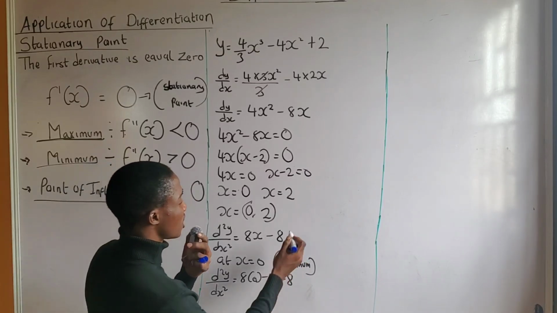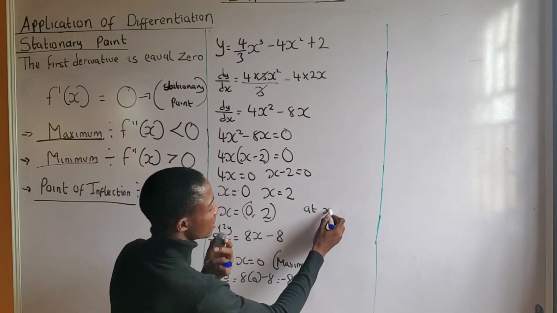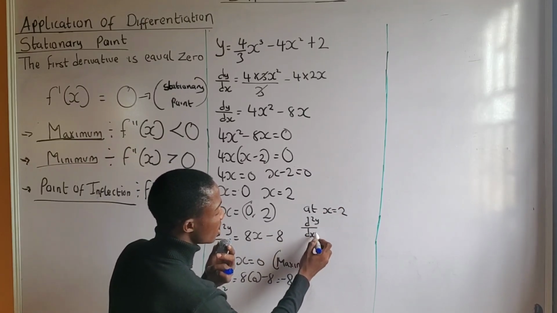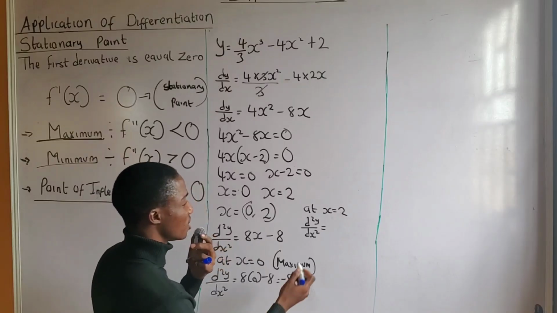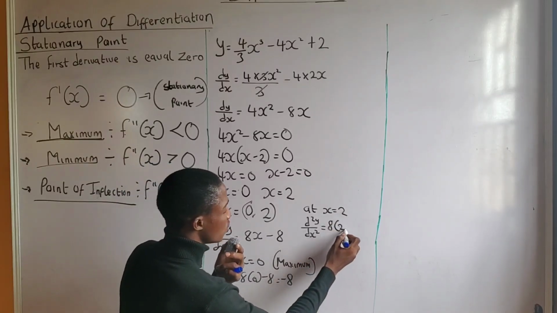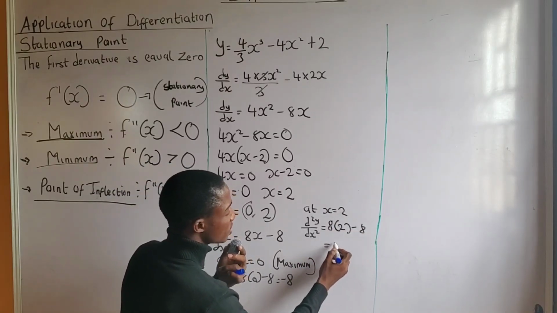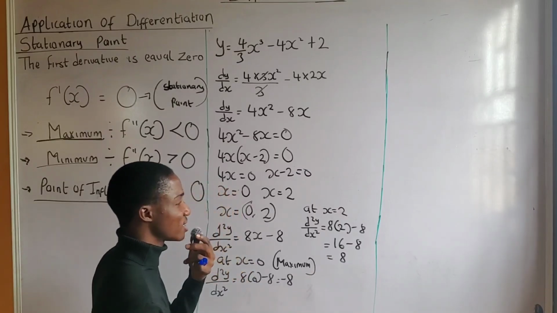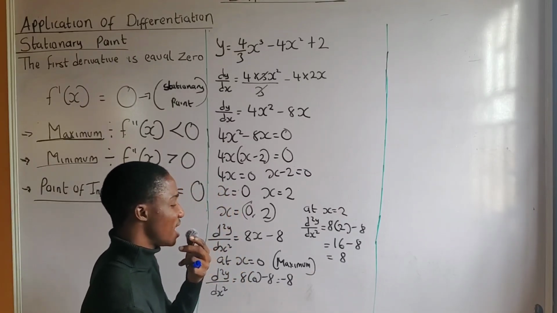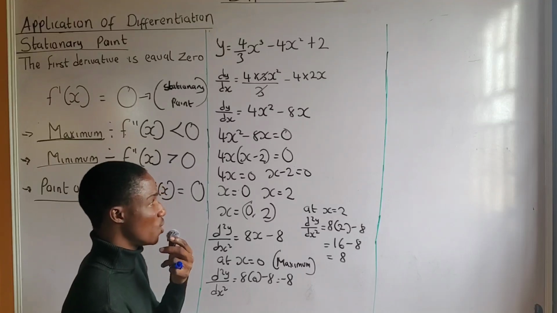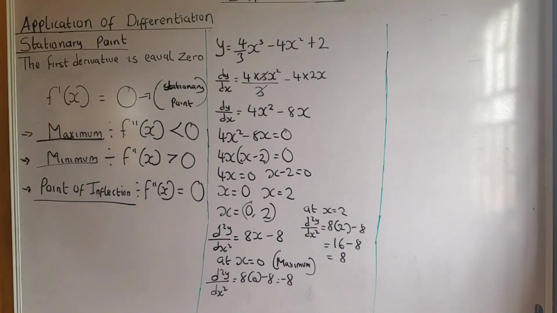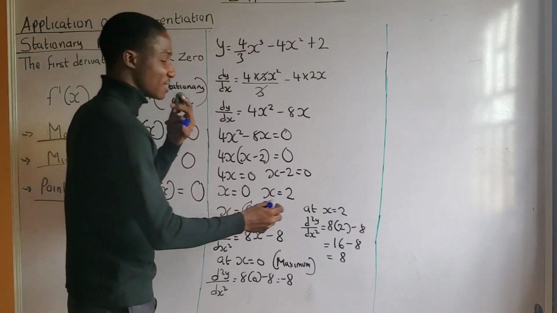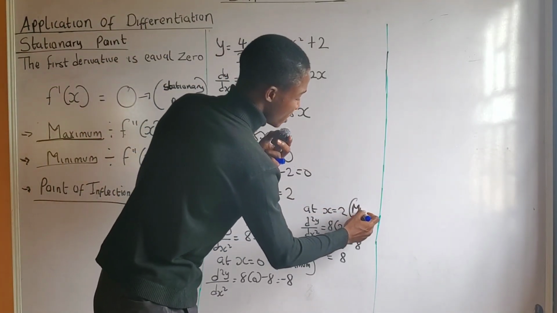Now, let us check at x equals 2. At x equals 2, d squared y over dx squared, that is the second derivative of the function, will be 8 multiplied by 2 minus 8. 8 times 2 is 16. 16 minus 8 is 8. So you can see that at x equals 2, d squared y over dx squared is greater than 0. And if d squared y over dx squared is greater than 0, that means we're going to have a minimum point. So at x equals 2, the point here is minimum.